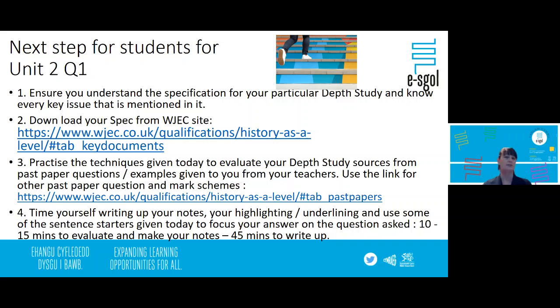So, next steps for students for Unit 2 question 1. The first thing I would suggest is to make sure you understand the specification for your particular depth study and you know every key issue mentioned in it. Obviously, it's February, so there are still a couple of months left until your exams. You might not be completely up to date on every single thing in that spec, but you should be able to tell where you're at in it and how much more you've got left to do. If you haven't already been given one by your teacher or lecturer, follow the link there and download your specification from the WJEC site, because that is your guide to what you need to know.